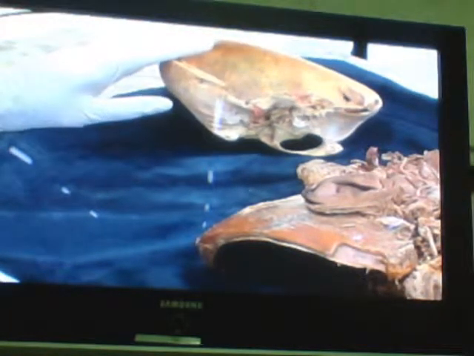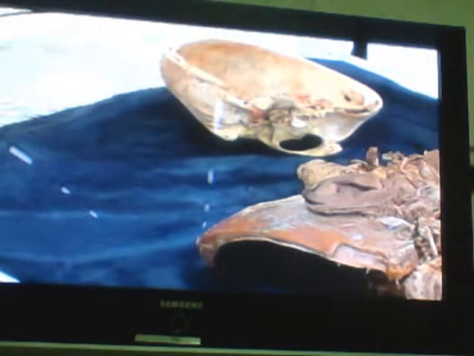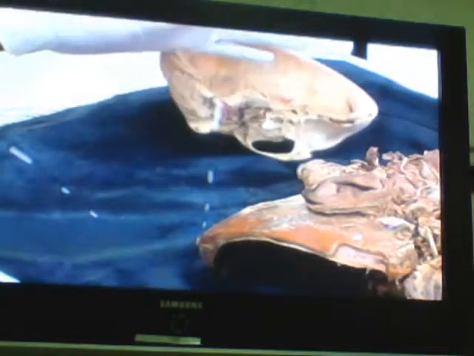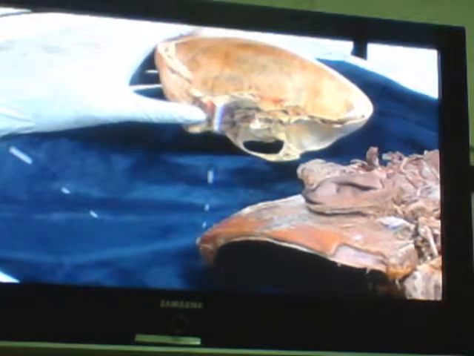Standing room only. Standing, superior orbital fissure; room, rotundum; only, ovale. All right? Good. So ophthalmic is coming through the superior orbital fissure.